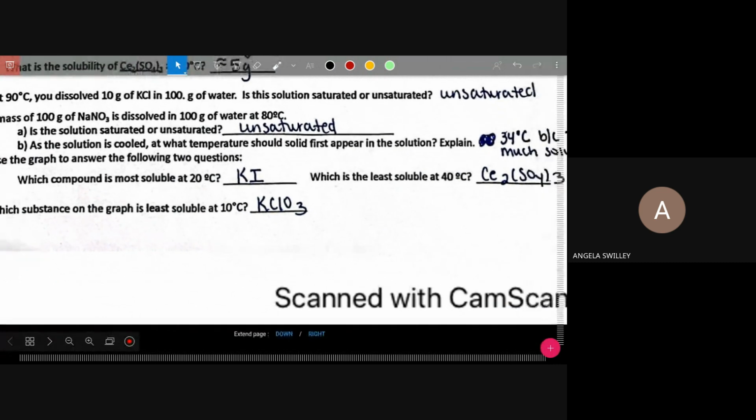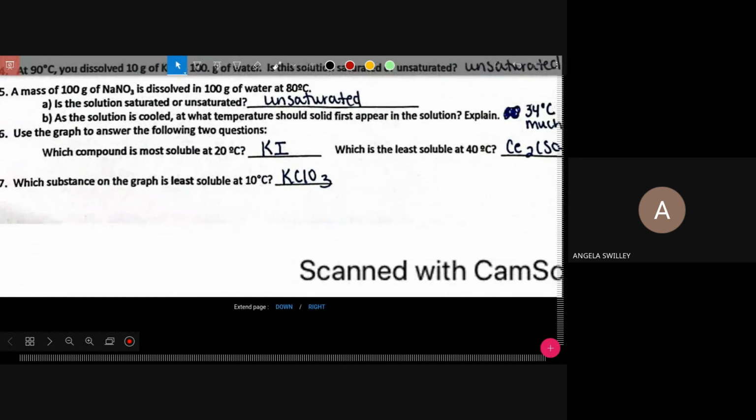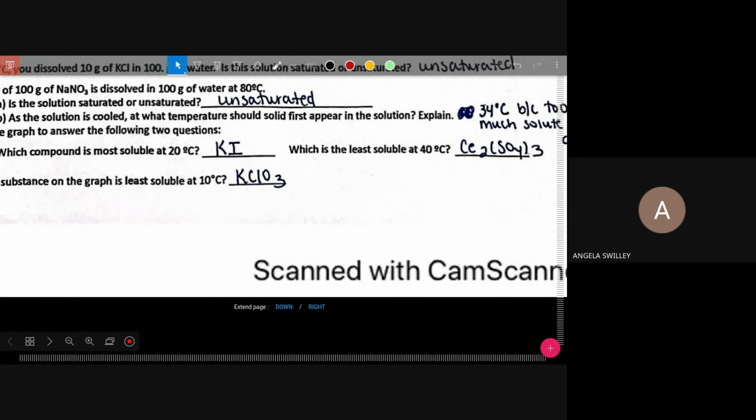Number 6, we have KI, potassium iodide, is the most soluble. And the least soluble is cesium sulfate, which is Cs2SO4. And then number 7 is KClO3. Anybody have questions about anything on the front page? Okay.